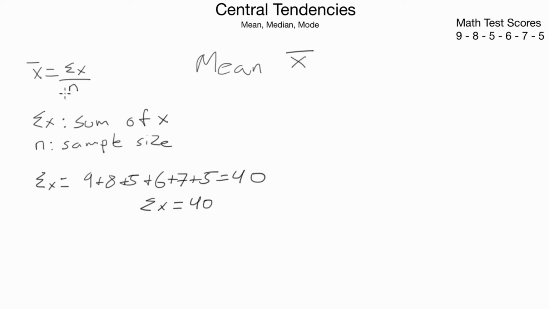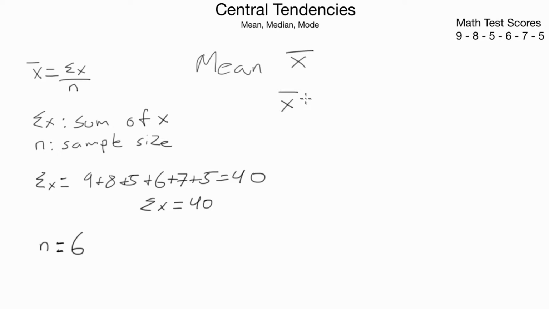The n, the sample size, is the number of values in your sample. So we've got 1, 2, 3, 4, 5, 6. So this is the number of participants. Now we've got everything we need to calculate the mean. We just need to plug these numbers into the formula.